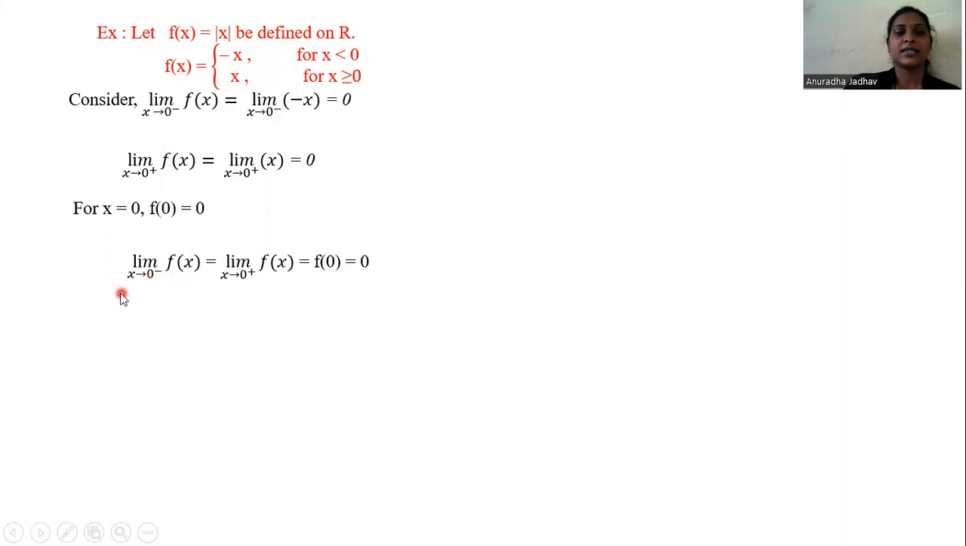Hence, limit as x tends to 0 minus f of x is equal to limit as x tends to 0 plus f of x is equal to f of 0 is equal to 0. That is, left hand side limit is equal to right hand side limit is equal to the value of that function at x is equal to 0. These three values are equal. Therefore, the given function is continuous at x is equal to 0.